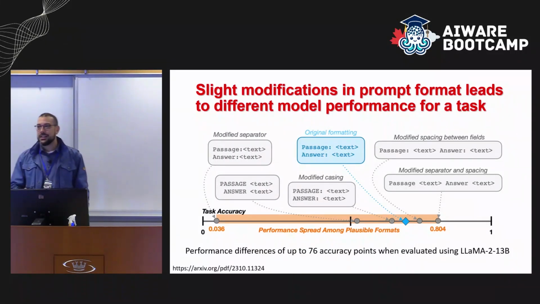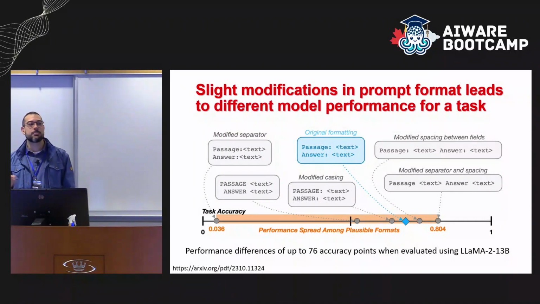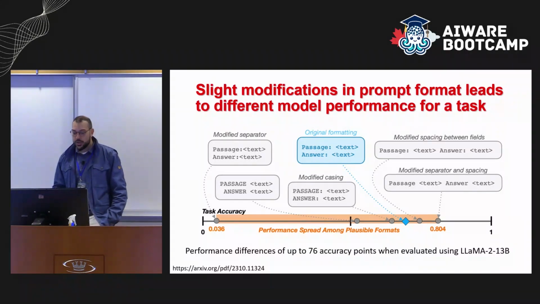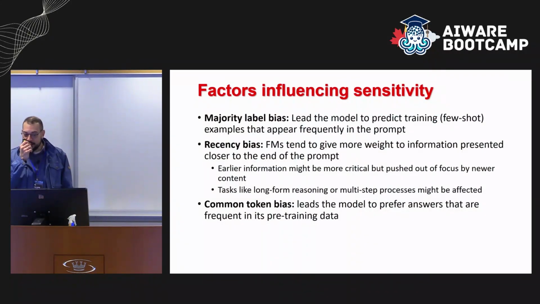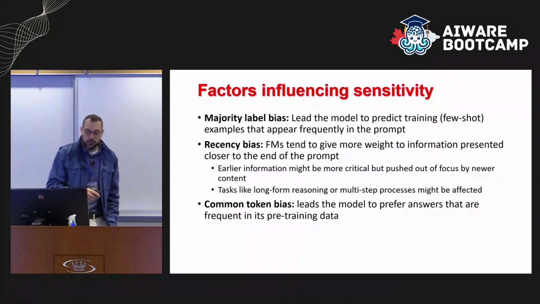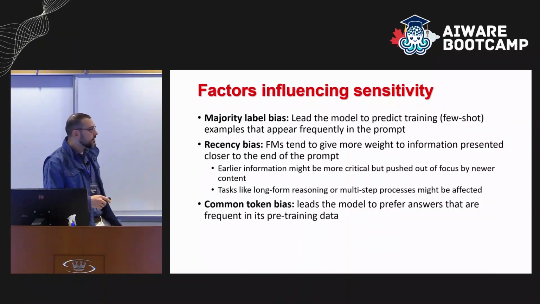So there is a huge search space to explore, and do you want to pay people to just try, oh, maybe I will try with a space, without a space? We don't know. We're going to get there. So what are the factors that influence sensitivity? First of all, there is a majority label bias.